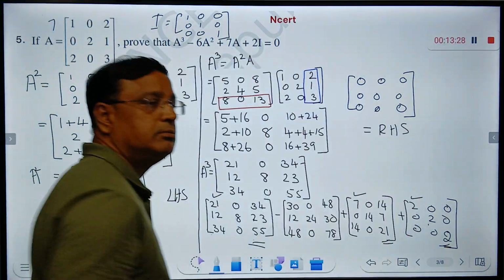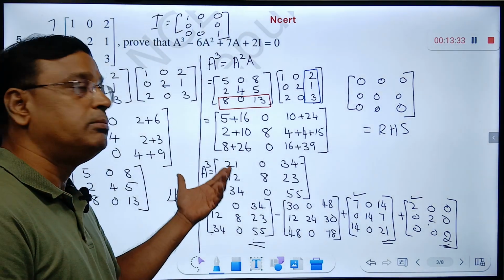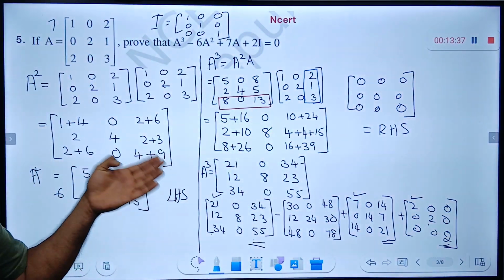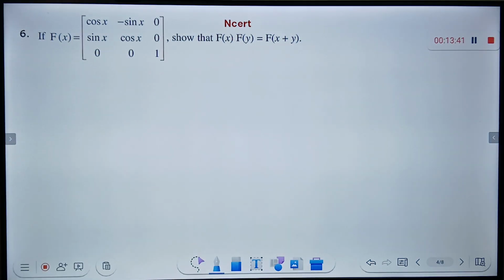Hence proved. You see, it takes almost 10 minutes to solve this problem. Problem is lengthy. It is not difficult. Only thing is it is lengthy. Okay. Now let's go to the next question. I hope you understood that.